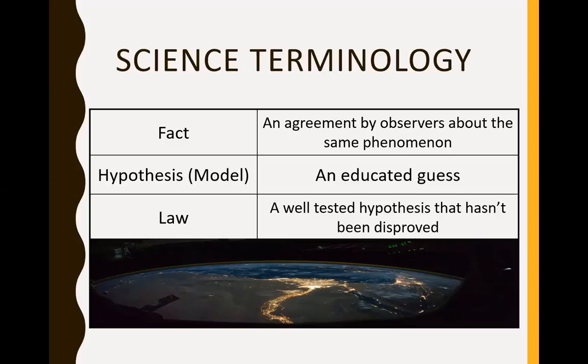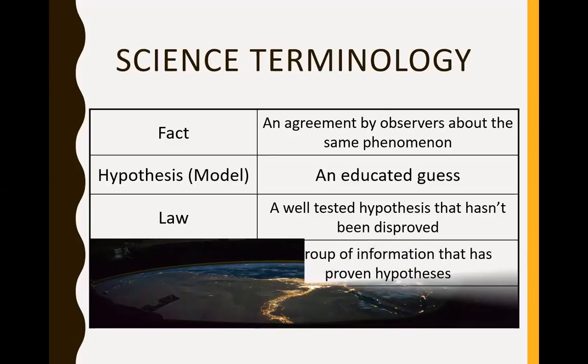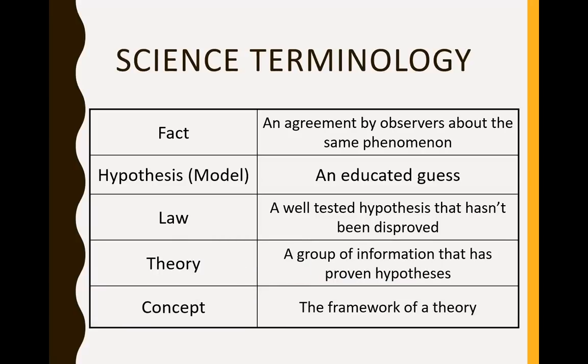Well, it turns out that there are many hypotheses that can be made about a phenomenon, and they tend to be related to each other. That's never a guarantee, but they usually are related in some manner. And when we recognize that relationship between laws that are really just describing the same phenomenon from different points of view, we can lump them together to form something called a theory. So as it says here, a theory is a group of information that has proven hypotheses. Well, proven hypotheses are really just laws. So basically a theory is a bunch of laws that are really just talking about the same general thing.